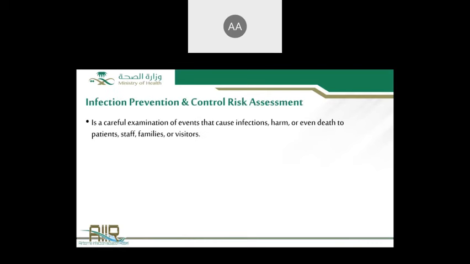Another term that we always face in the infection prevention and control field, and that healthcare workers interested in infection prevention and control have heard about, is the infection prevention and control risk assessment. The risk assessment is a careful examination of events that cause infections, harm, or even death to the patient, staff, families, or visitors, as well as the whole healthcare facility.